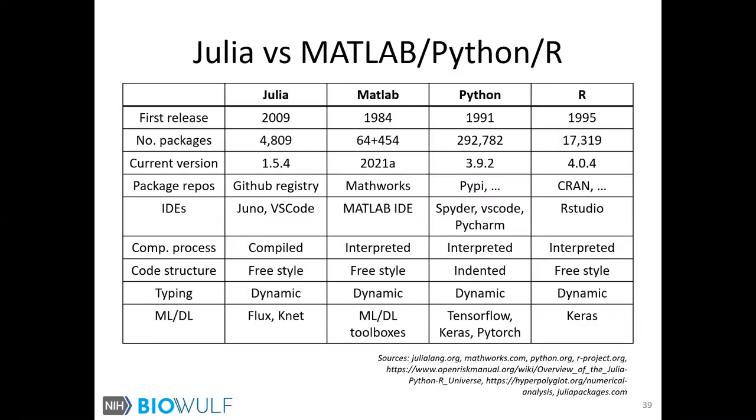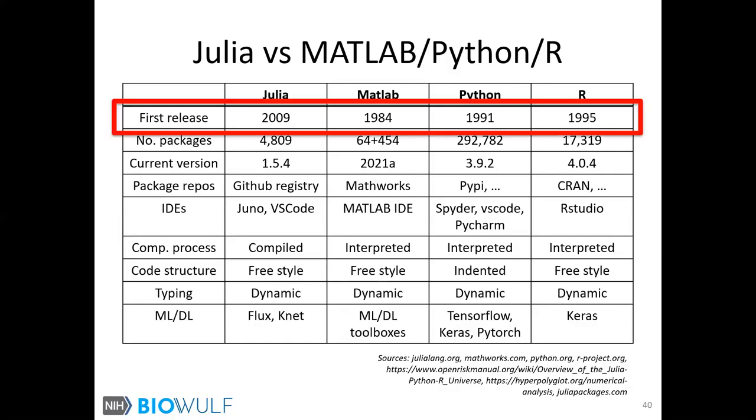But I also wanted to give you a view of what things are like in Julia versus MATLAB, Python, and R. So Julia, as I mentioned before, is a very young language. The first release was only in 2009. Compare that to the others, especially MATLAB, that's been around since the 1980s. So if a language is young, you have to think that the development of the language is still going to change significantly before it stabilizes, like it's happened for Python and MATLAB and R.